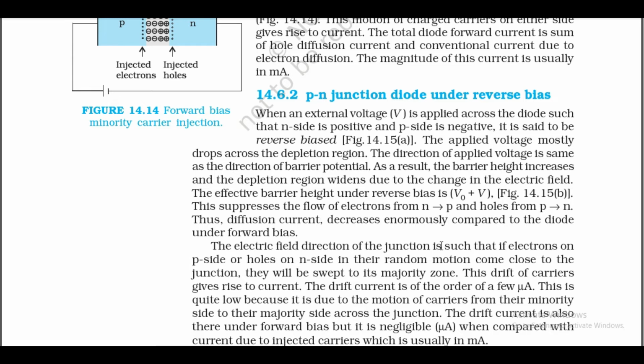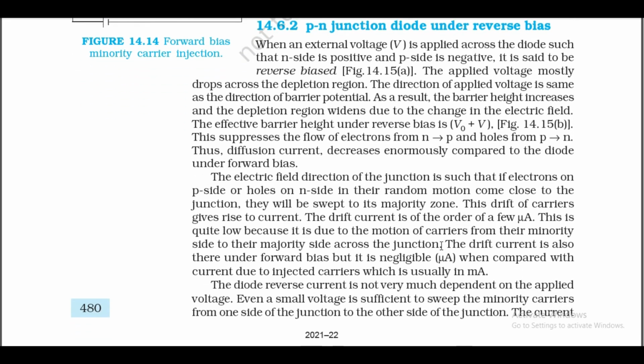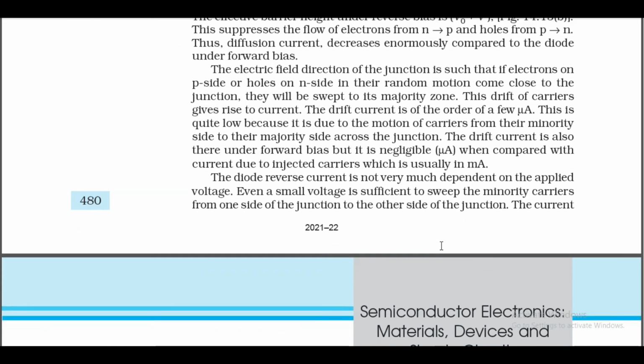This diffusion current decreases enormously compared to the diode under forward bias. The electric field direction of the junction is such that if electrons on the P side or holes on the N side, in their random motion, come close to the junction, they will be swept to its majority zone. This drift of carriers gives rise to current. The drift current is of the order of a few μA.